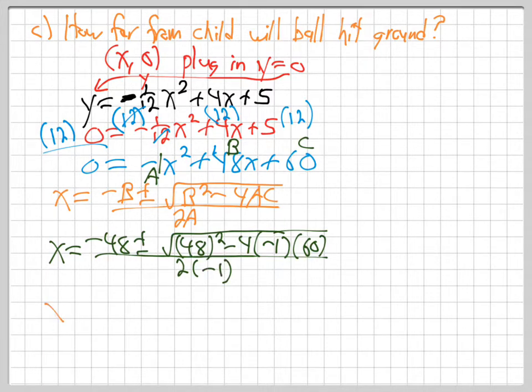Okay, let's work it out. Let's keep it going here. Negative 48 plus or minus the square root of 48 squared, on the calculator. Big numbers.